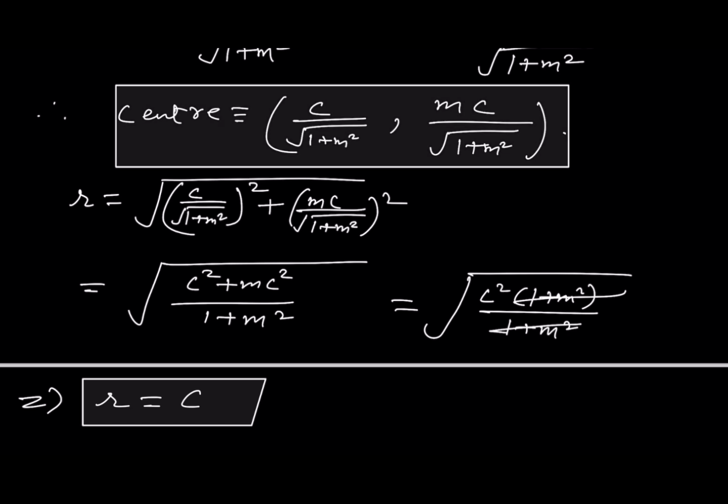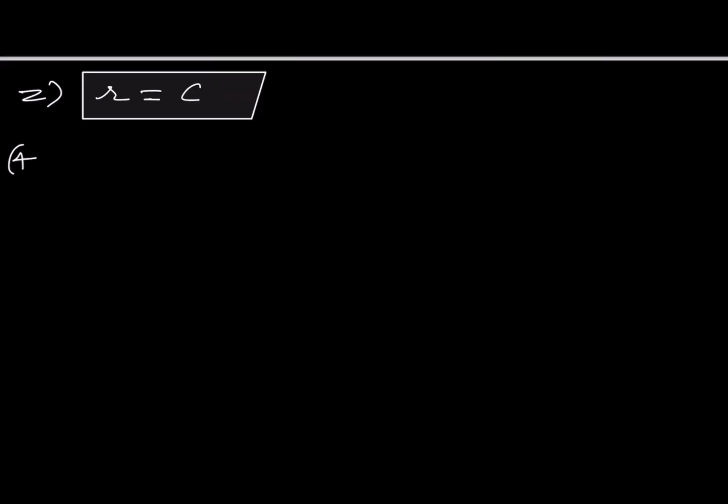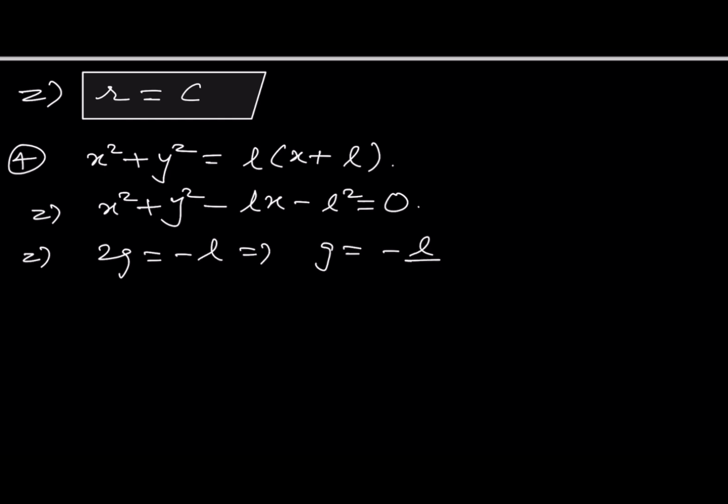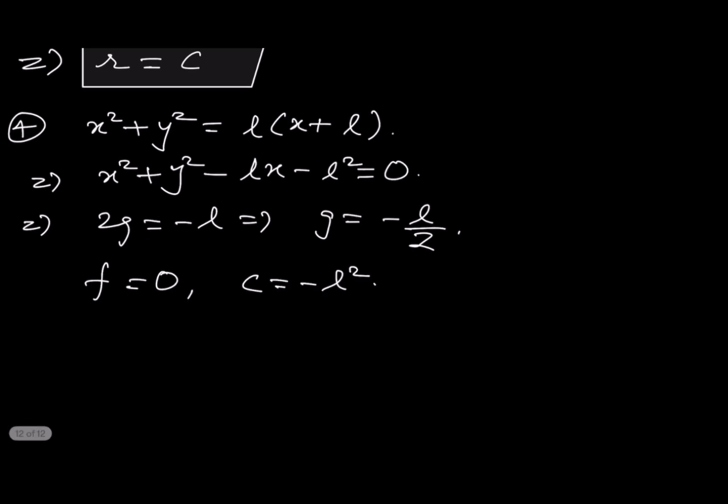Now let us come to fourth part. Fourth part is x square plus y square is equal to L times x plus L. Okay. So I will write x square plus y square minus Lx minus L square is equal to 0. So here 2g is equal to minus L implies g is equal to minus L by 2. F is 0 and c is minus L square, right?